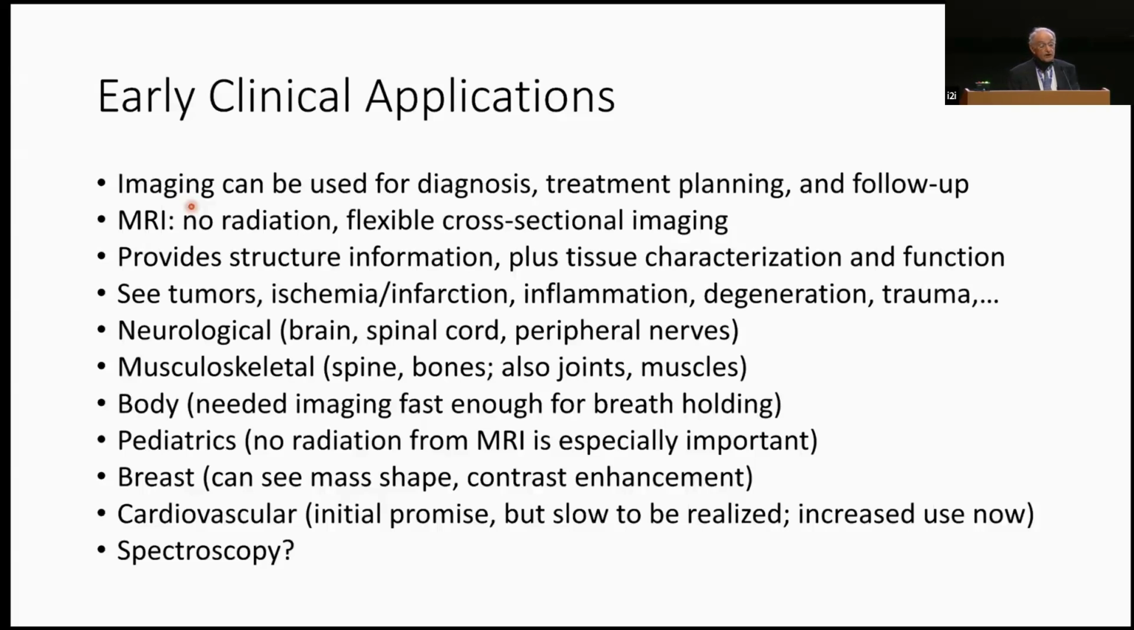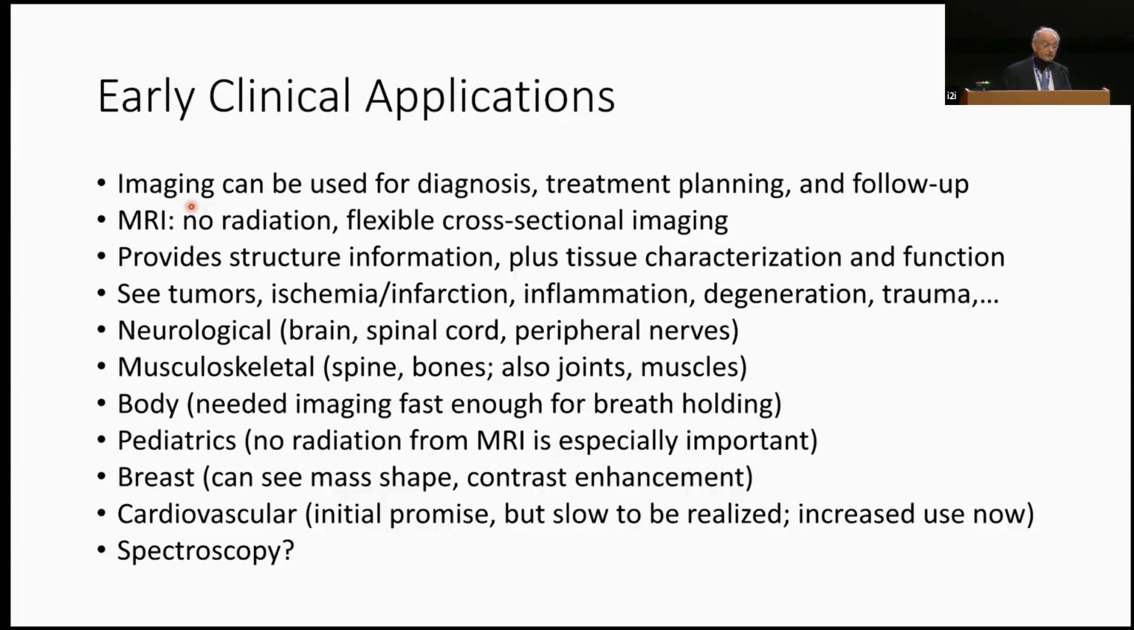And a big advantage in MRI is the imaging method. There's no radiation, no ionizing radiation, which makes it very safe. It's very flexible. We can use cross-sectional images in any plane without worrying about things like acoustic windows for ultrasound. And it gives us a lot of information on structure, but also it gives us information on tissue characterization, not a one-to-one map to say this is this, but it's certainly very helpful for trying to differentiate the things that might otherwise look quite similar, effects on function. And so we can see things like tumors, areas of ischemia or infarction, inflammation, degeneration, trauma, and on and on. It's just a very remarkably flexible tool.